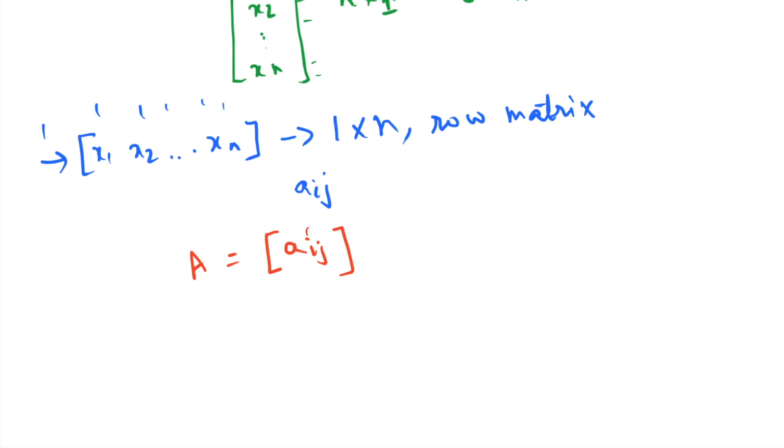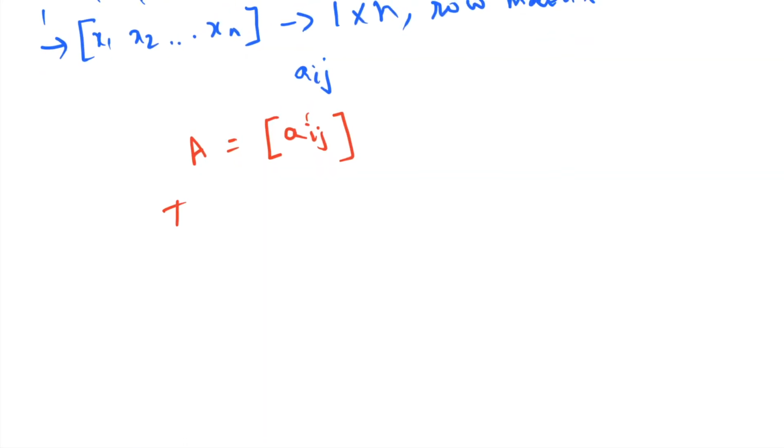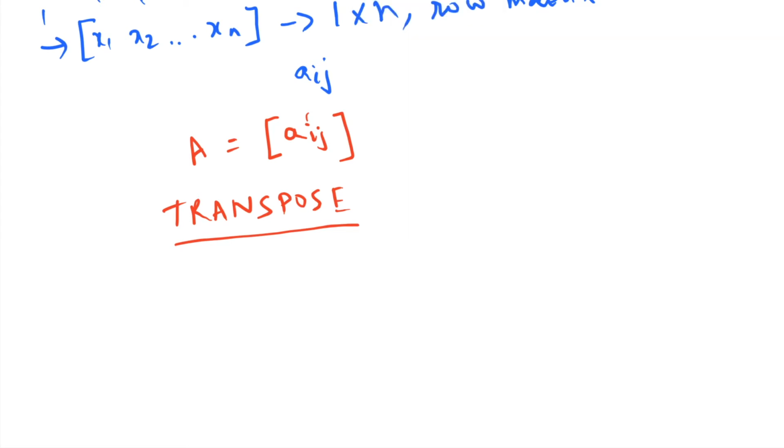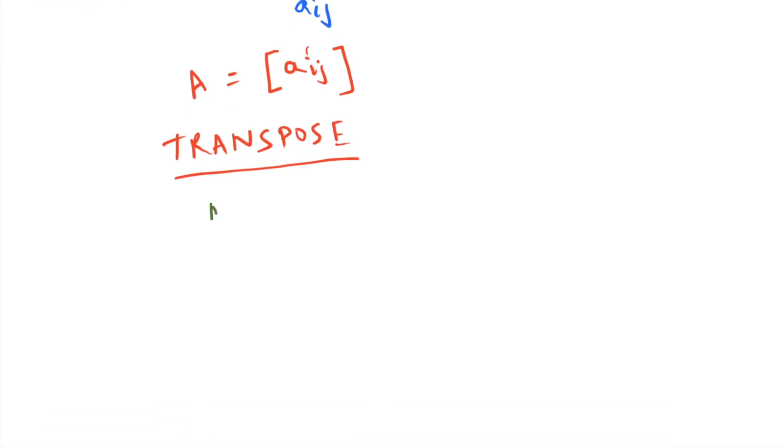So an important matrix operation is called transpose. Let me write it down. Transpose. What transpose basically does is this: if you apply the transpose to a matrix, let's say A, which is m by n, the transpose of matrix A, which is denoted by A with T on the superscript, A transpose, is another matrix of the form n by m.